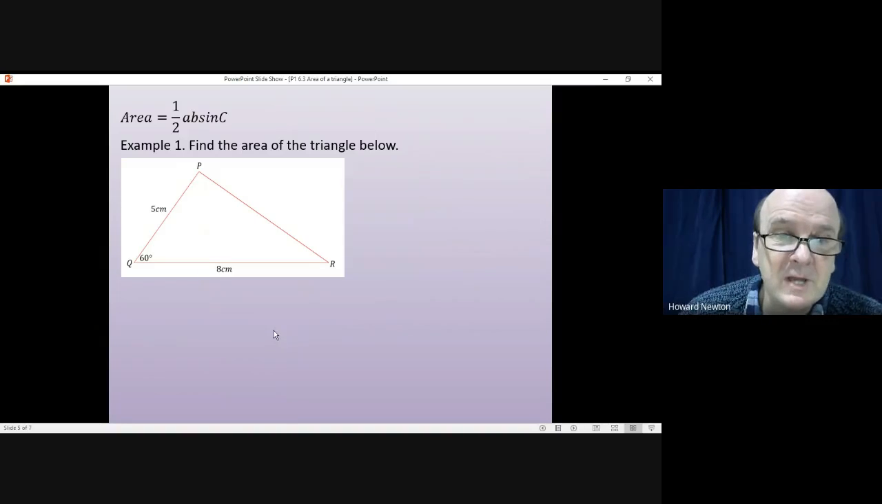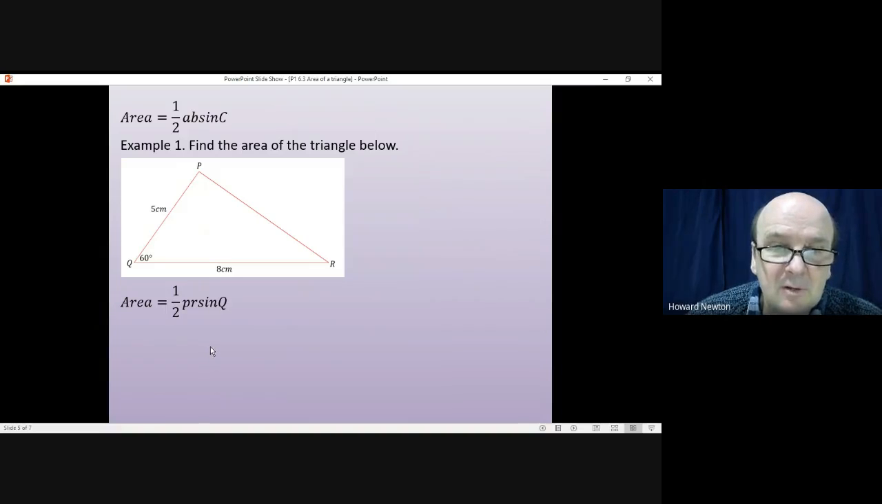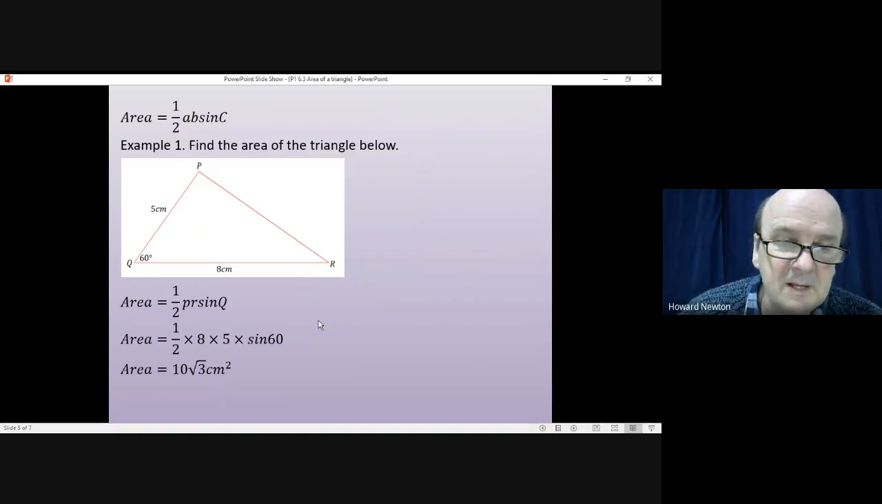Okay, there are no tricks or catches on this. We just need to put the values into the formula for the area of a triangle. You have to get used to them changing the letters. In this instance, we know the length of side P, the length of side R, and we know the size of angle Q. So just changing the letters in the formula gives us that the area is a half PR sine Q. Putting in the three values gives us half times 8 times 5 times the sine of 60. Put all of that in the calculator and you get 10√3 centimeters squared for the answer.